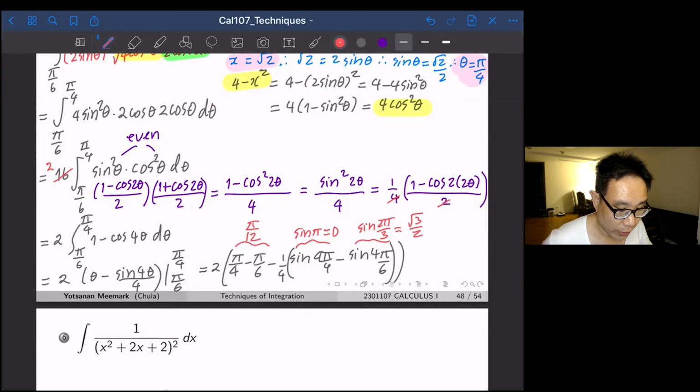So for the final answer, you just look at the red part. You multiply by 2, so it's going to be pi over 6, plus root 3. So pi over 6 plus root 3 is the final answer.